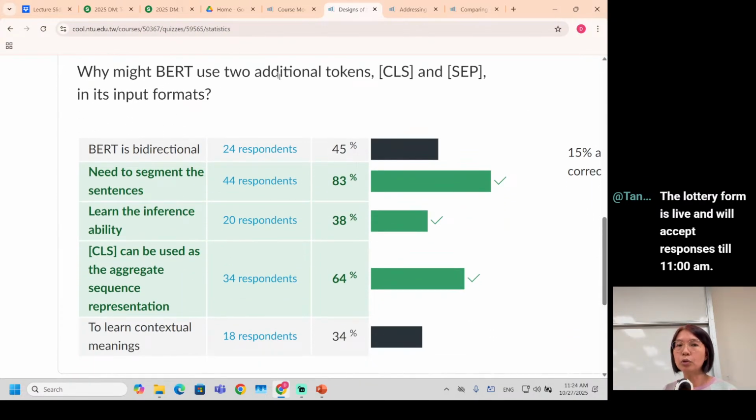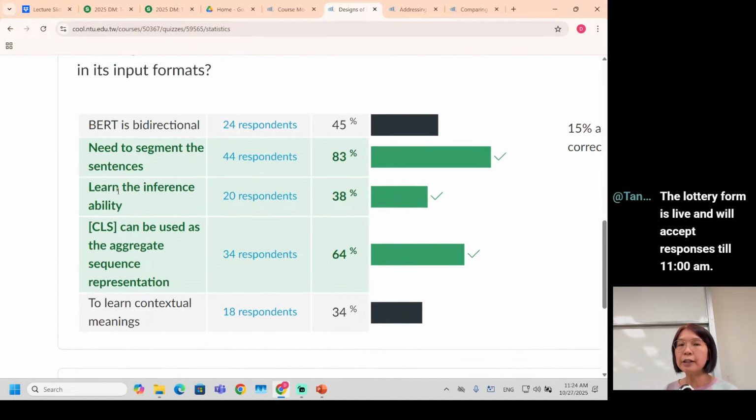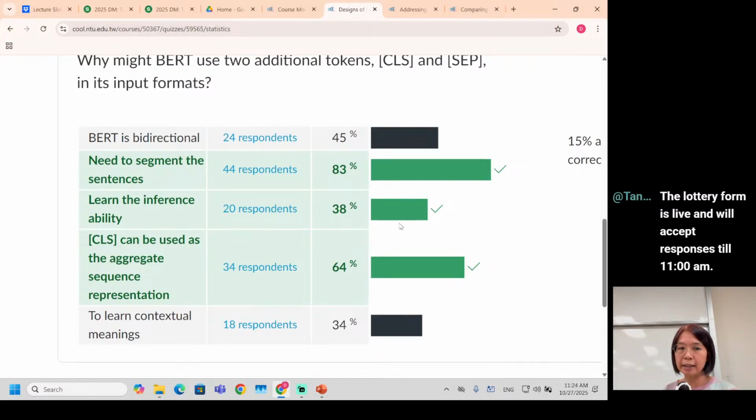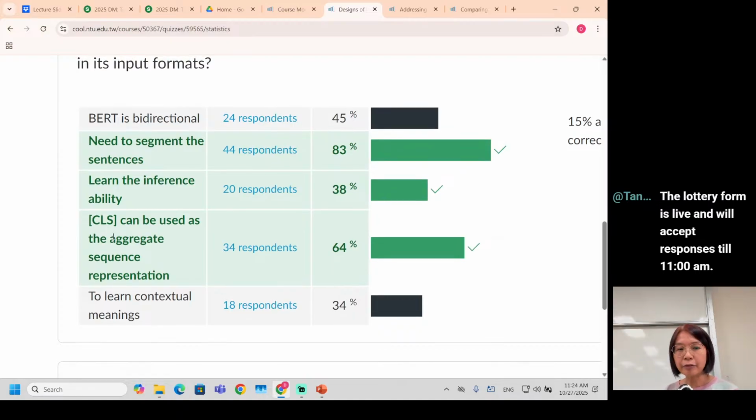Next one, why does BERT use two additional tokens, CLS and SEP, as its input? Okay, I mentioned that BERT is bidirectional, so you utilize CLS, maybe I forgot to click on it, and the need to segment the sentence is for SEP. And to learn the inference ability, because you need to put two sentences together, you try to utilize SEP. And then I think I forgot to mark that BERT is bidirectional. And then CLS can be used as an aggregate sequence representation. That is a part I did not tell you before.